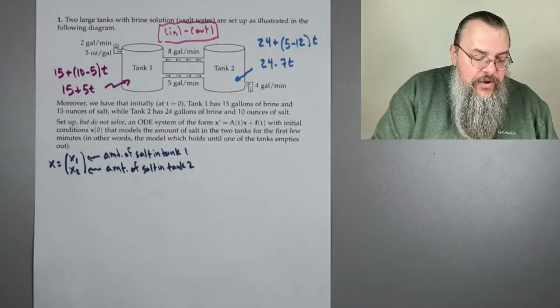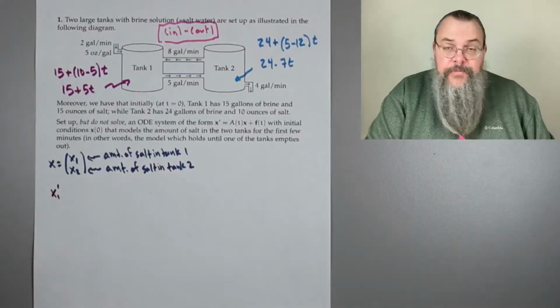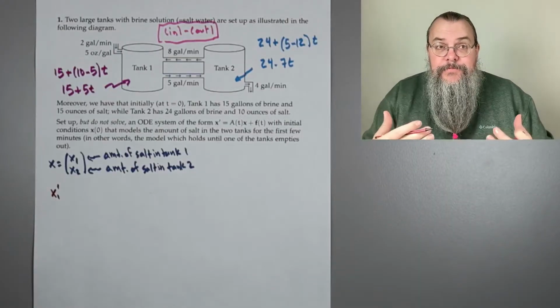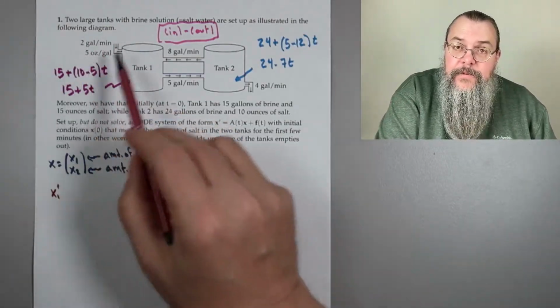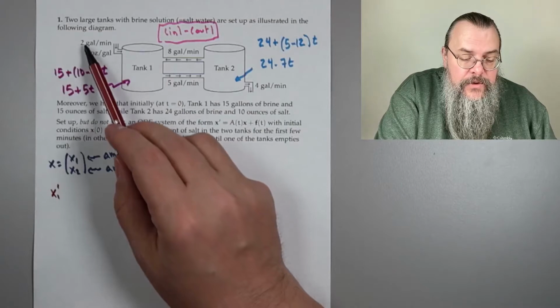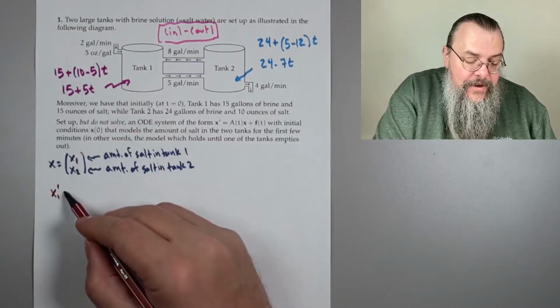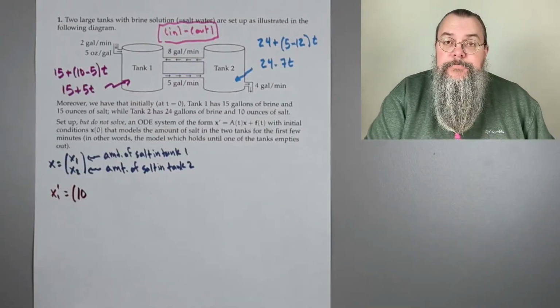Okay, so we'll start with x1 prime. How is the salt in the first tank changing? Well, we'll start with the in. We do have an inflow. So we have 2 times 5, 10. So 10 ounces of salt per minute coming from the outside.